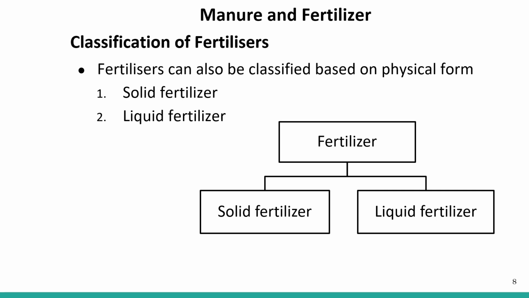Now fertilizer can also be classified on the basis of their physical form, how they are physically present. That can be either solid fertilizer or liquid fertilizer. That means a fertilizer that is present in the solid state, and a fertilizer that is present in the liquid state, and it is added in that form only to the soil. So that is fertilizer in two forms, solid fertilizer and liquid fertilizer.